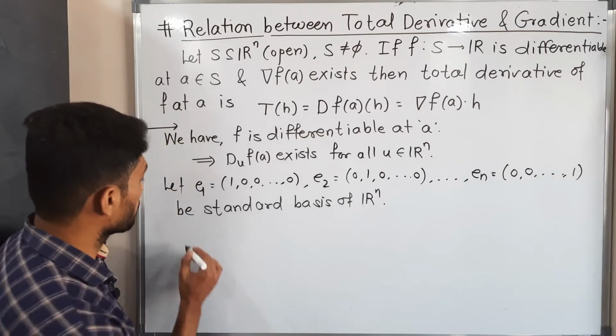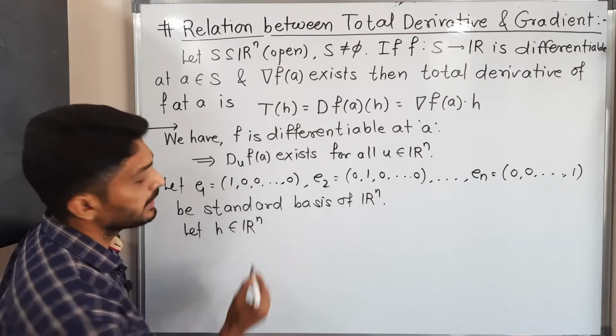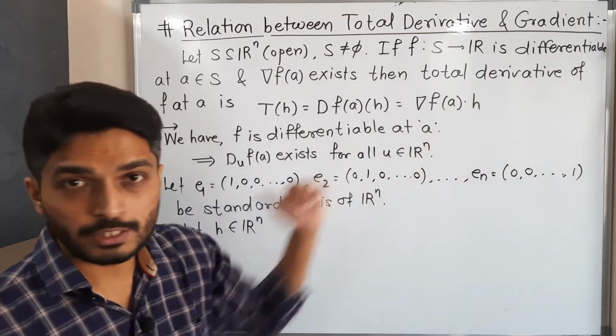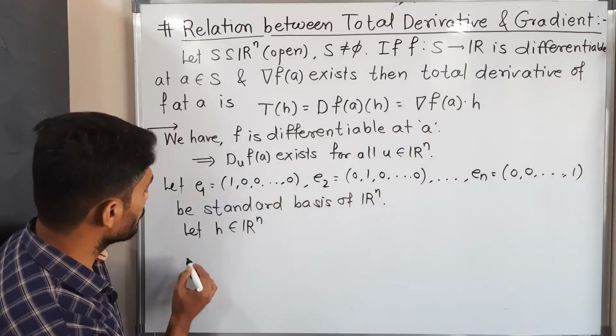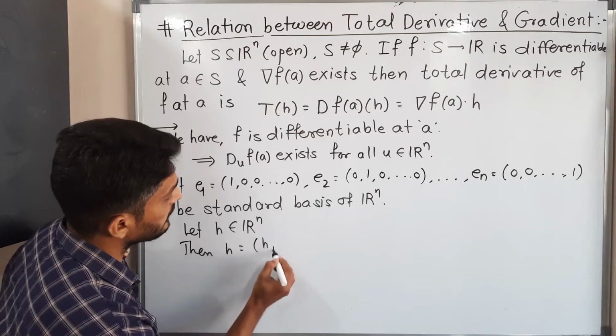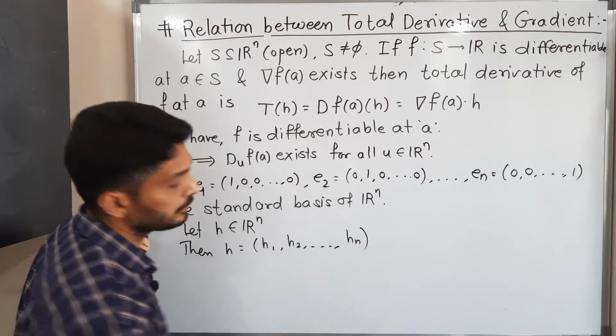Let h belong to Rn. h is any element of Rn that I am taking here, because h is required here. So h, any element of Rn, will be like this: h1, h2, and so on, hn.